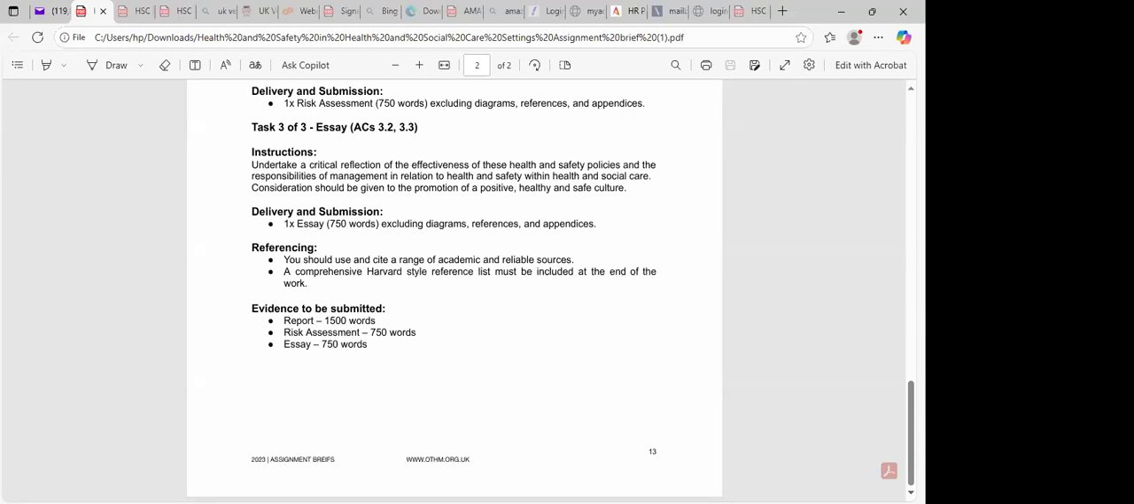Amazing. You should use and cite a range of academic and reliable sources. You use the Harvard references, don't we? Yeah. Good. And then a comprehensive Harvard reference list must be included at the end of your work. Report should be 1,500 words, risk assessment 750, essay 750.